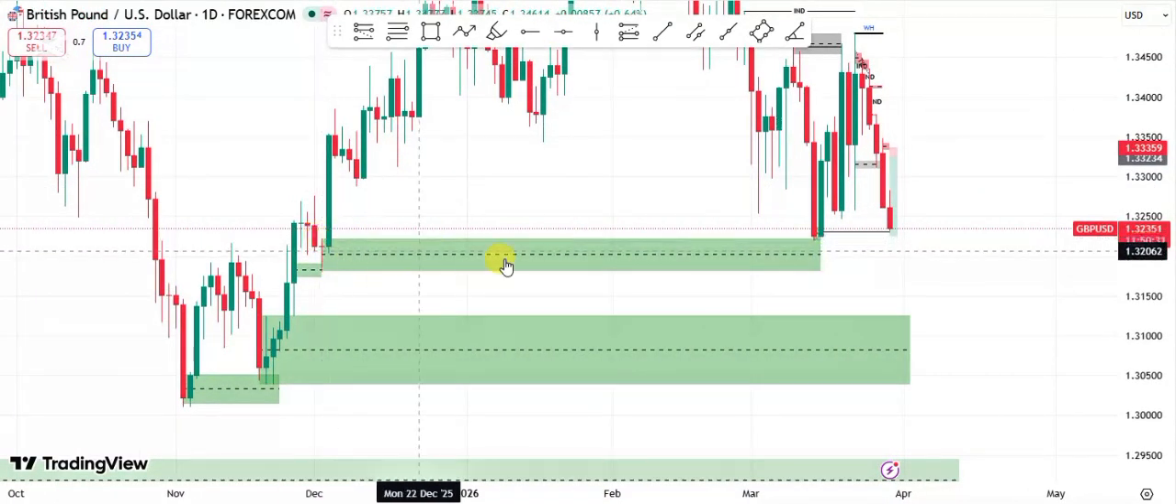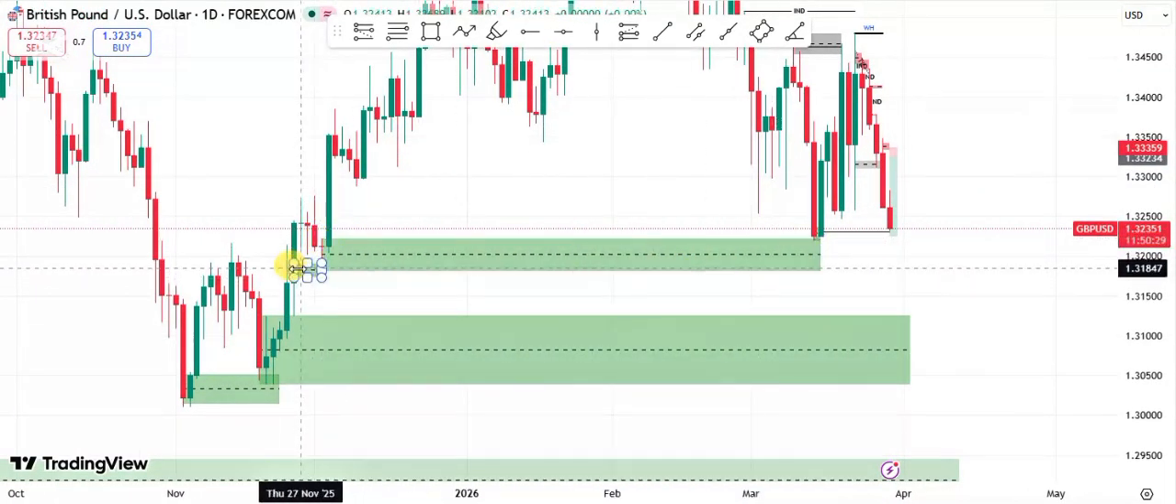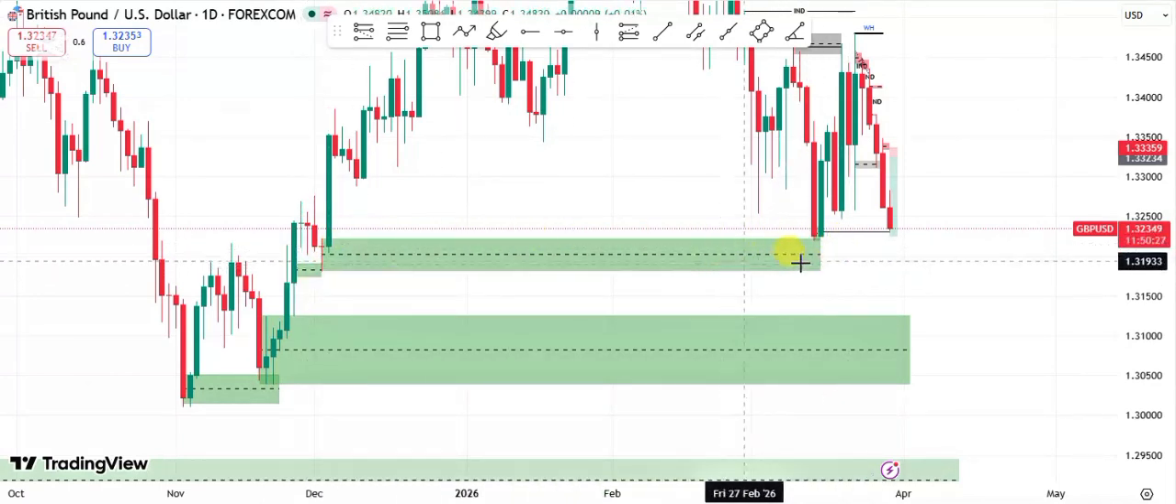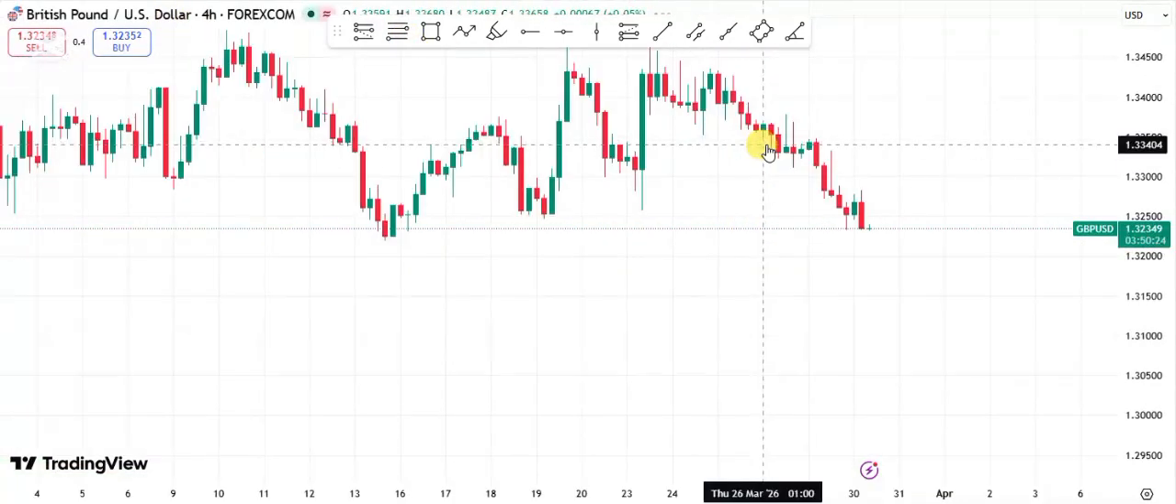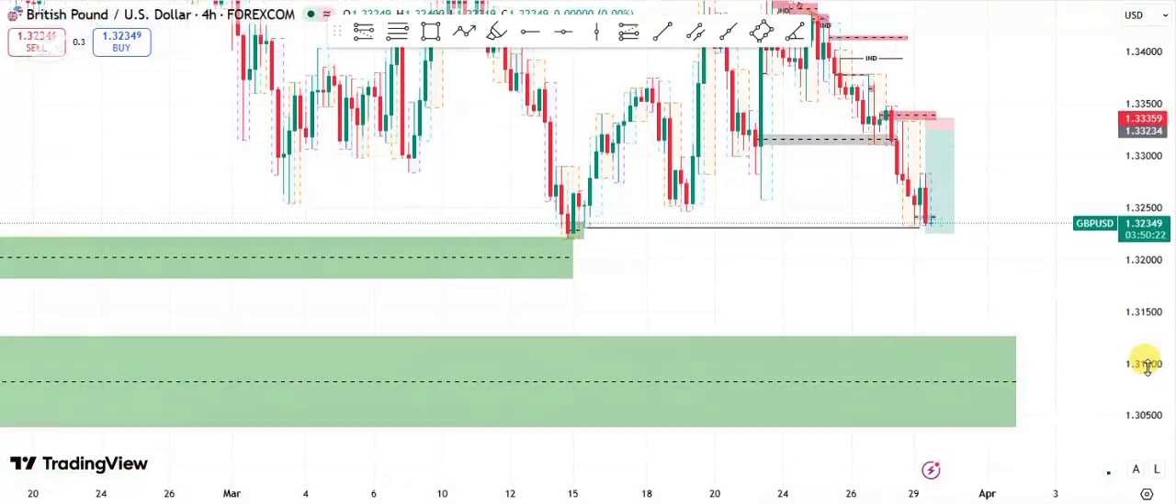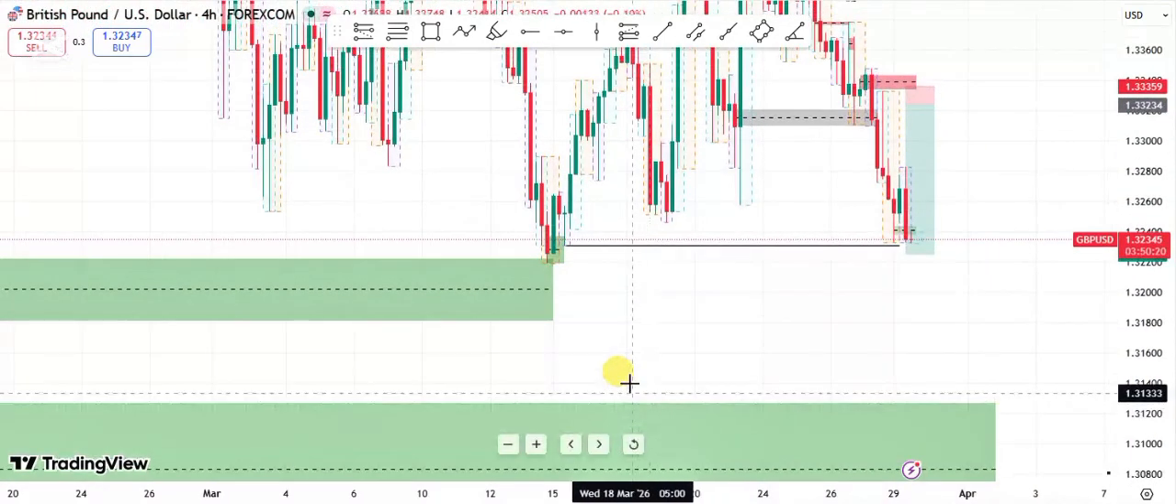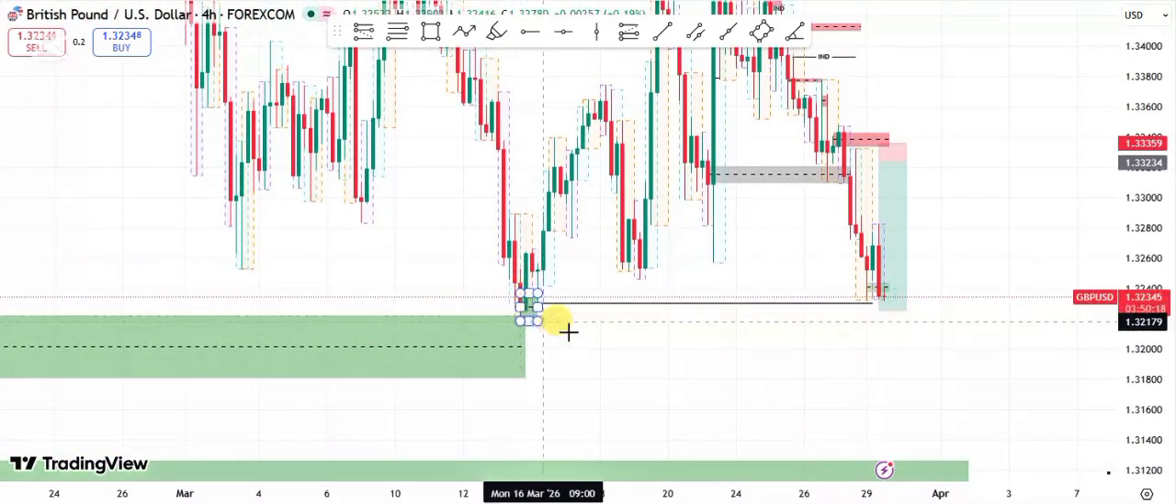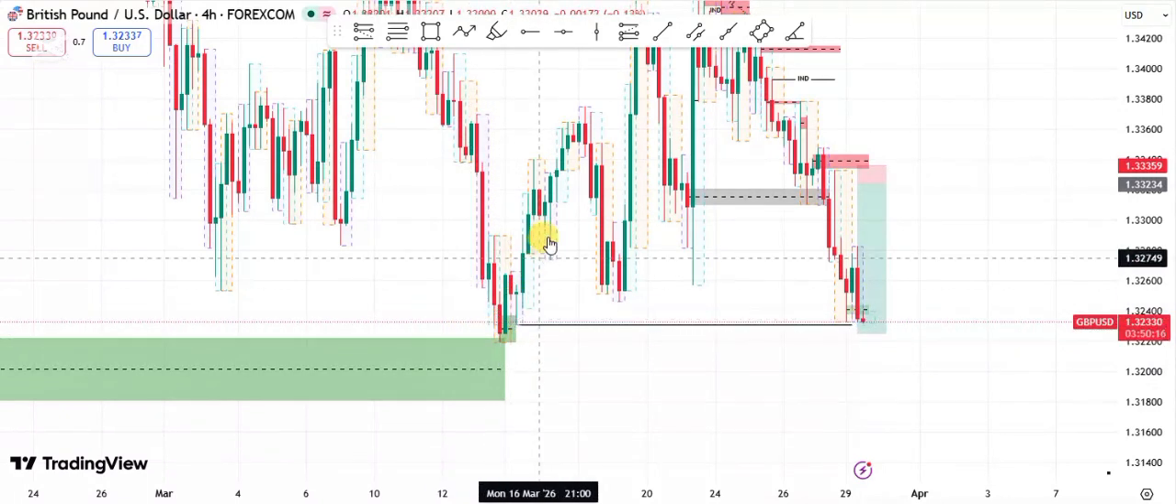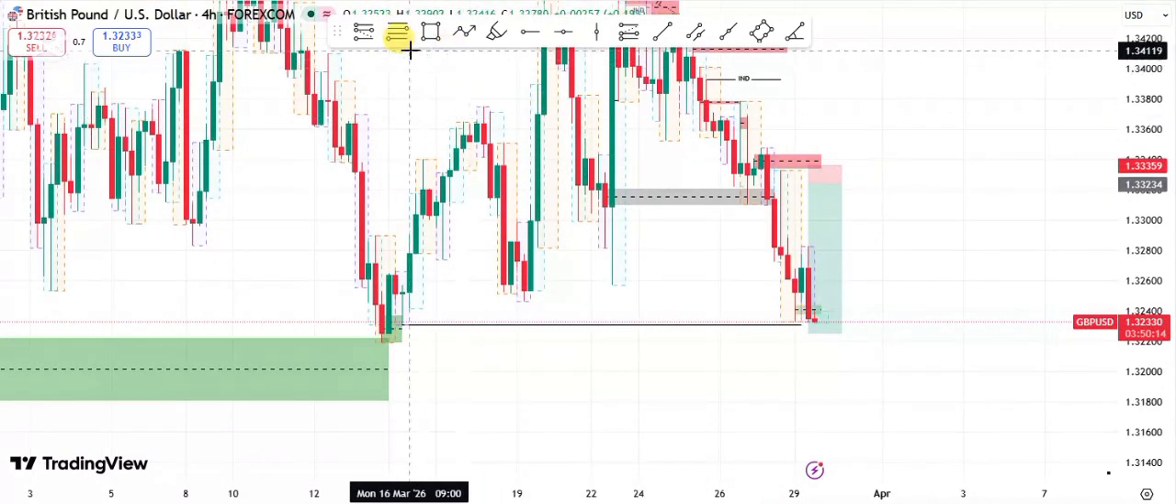So I marked this order block because I know that when price comes back here, there will be a reaction. So I went to the 4 hour time frame to observe that level, right? I didn't take this trade though. Price bounced off this one, and there was a reaction, right?